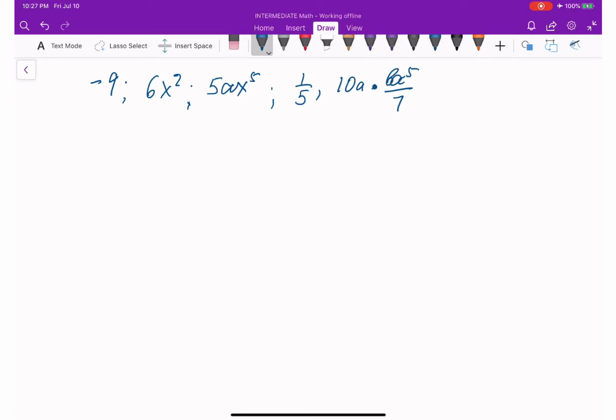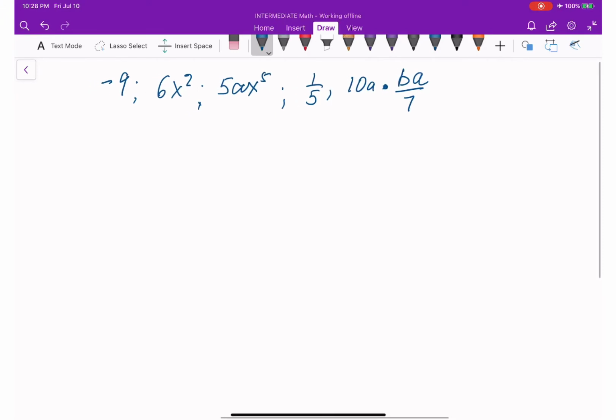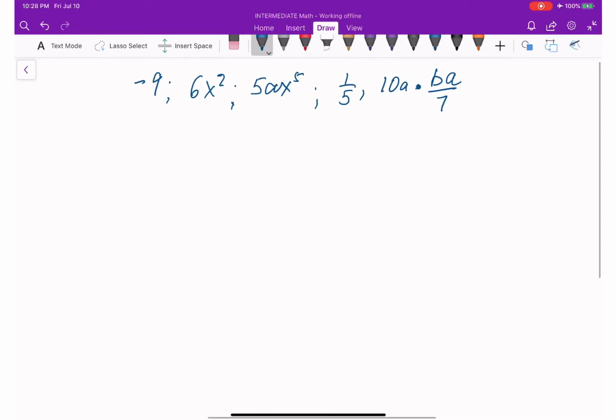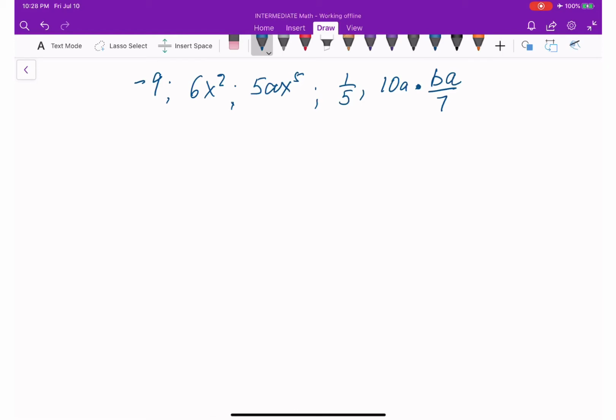Not multiplication, not division. Therefore, 10a times ba to the power of 5, let me rewrite. It's not working, I cannot type the 5 there. That's okay, it's not a big difference. So 10a times ba over 7 is also considered one term.